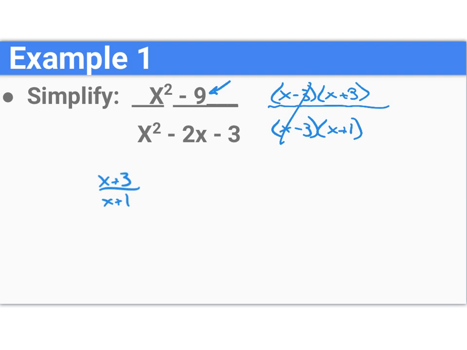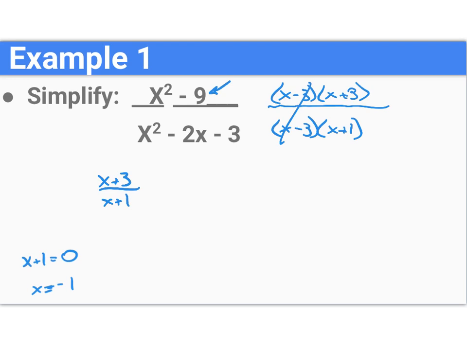The next step is to find where this function does not exist. So set the bottom equal to 0. When x equals negative 1, this function does not exist. That's called an excluded value. And I forgot to tell you that in the last video. The places where the denominator, the bottom, is 0 are called your excluded values.